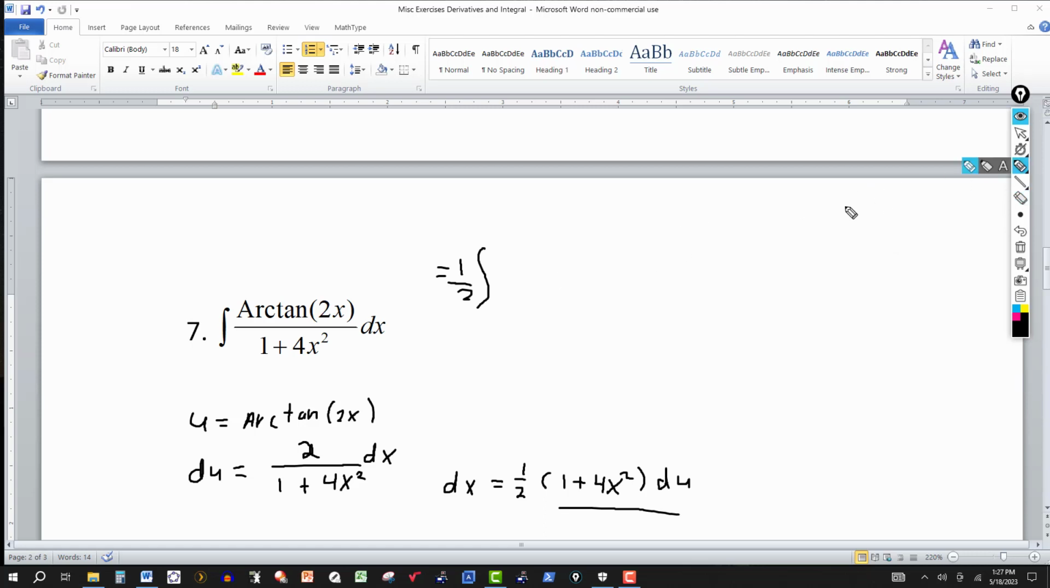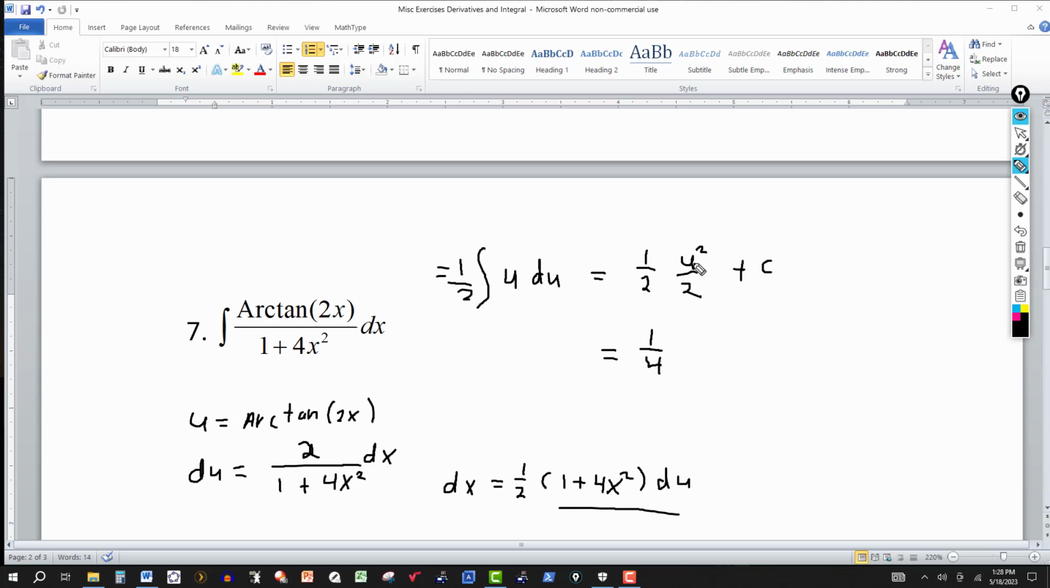So with that substitution, the integral reduces to 1/2 the integral of u du. Now, basic integration here, this will be 1/2, and then the integral of u with respect to u is u squared. Add 1 to the exponent, then divide by that number, 2, plus the constant of integration. And then multiply this out, this will be a 1/4.